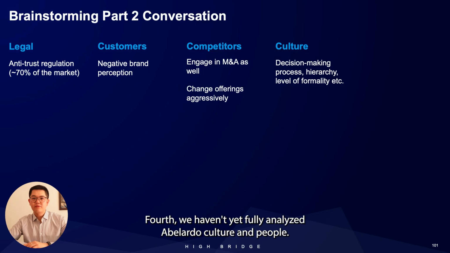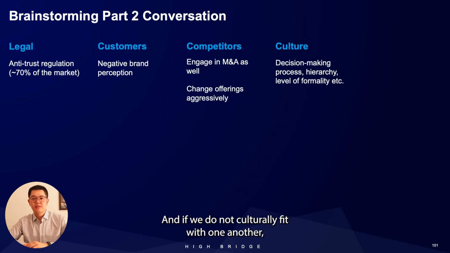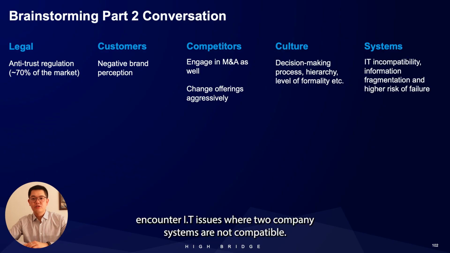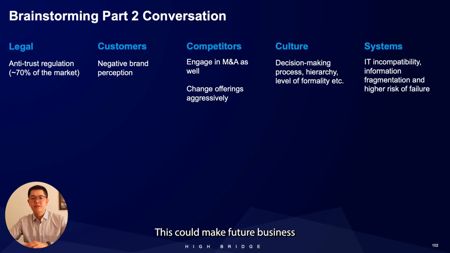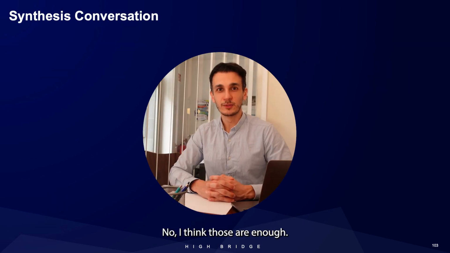Fourth, we haven't yet fully analyzed Abelardo's culture and people. If their organizational structure and decision-making style are very different from ours, and if we do not culturally fit with one another, it's likely that the employees would gradually leave us. Finally, we might also encounter IT issues where two companies' systems are not compatible. This could make future business operations more difficult and bring extra costs in integration. These are the risks I can think of at the moment. Would you like me to continue thinking about more or expand on any of them? No, I think those are enough.